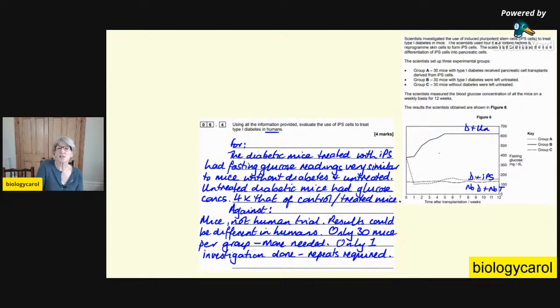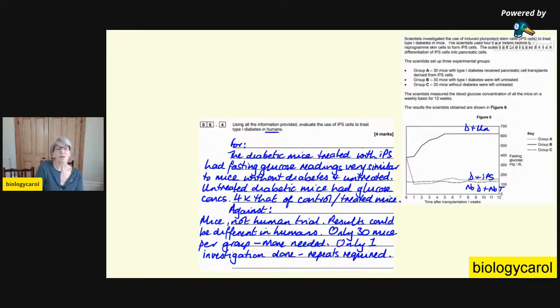Well, the diabetic mice treated with iPS had fasting glucose readings very similar to mice without diabetes and untreated. Untreated diabetic mice had glucose concentrations, and I did a rough calculation here because I didn't know whether they'd want numbers, 4 times that of control treated mice. They sometimes do like you to say it's doubled, it's quadrupled, whatever. So this is about 150 and we've gone up to above 600. It's gone up 4 times.